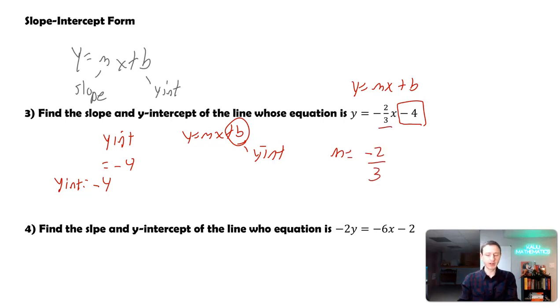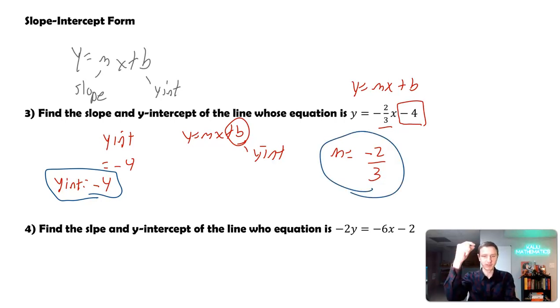So if we were to graph this, well, it's not asking us to do that, but if we were, we would start at this y-intercept point, negative 4, and then take the slope, negative 2/3, and go from there. We'd start at negative 4 on the y-axis, go down 2, right 3, down 2, right 3. The negative slope indicates that we have this negative slope there.